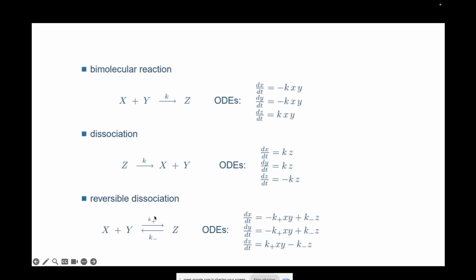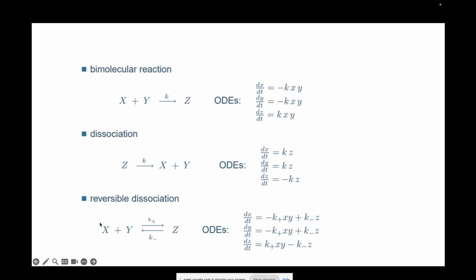So right, it's the same as dx/dt. If you go for dz/dt, z is getting formed by x and y with positive k, and z is getting used up to form x and y with a negative k. So the formation of z is given by k plus and the concentrations of x and y, with a positive sign because z is getting formed.